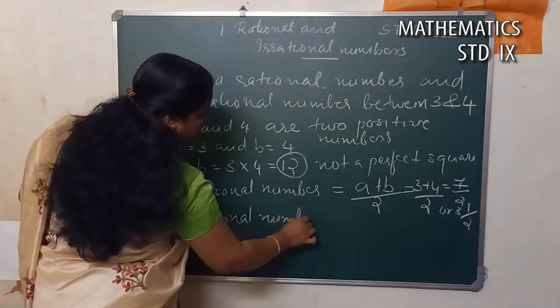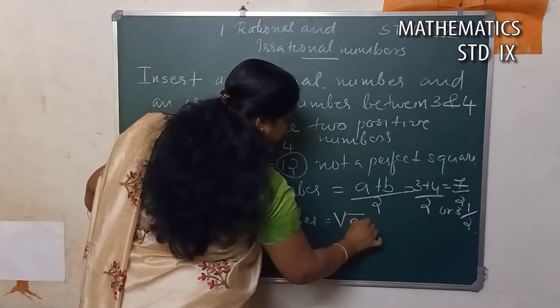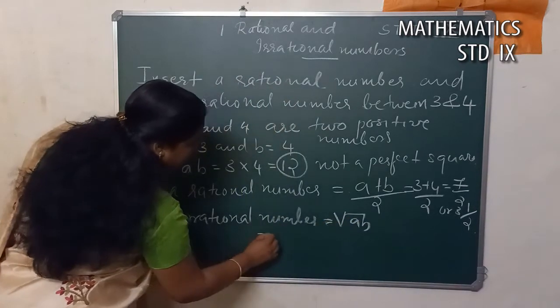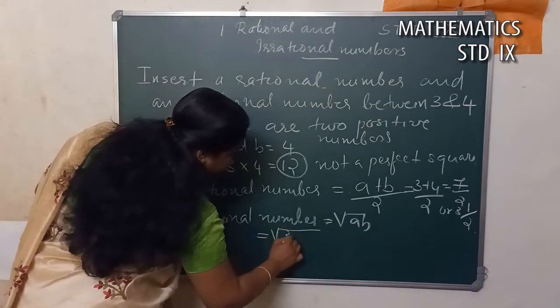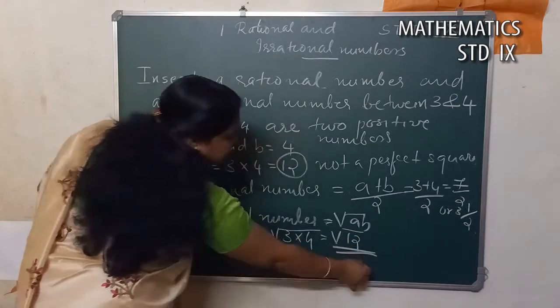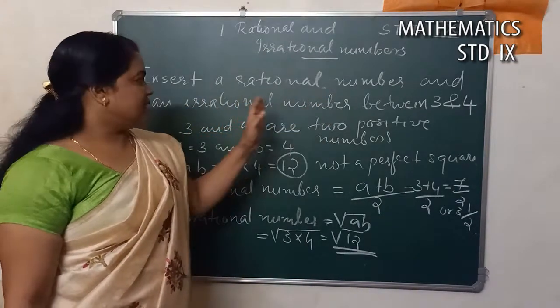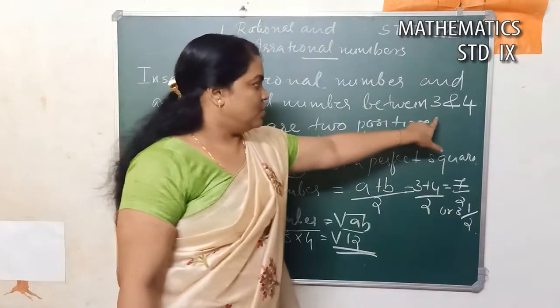What is the formula for finding an irrational number? It is the root of AB, that is, root of 3 into 4, which is equal to root 12, an irrational number. This is the way to find a rational number and an irrational number between these two whole numbers, 3 and 4.